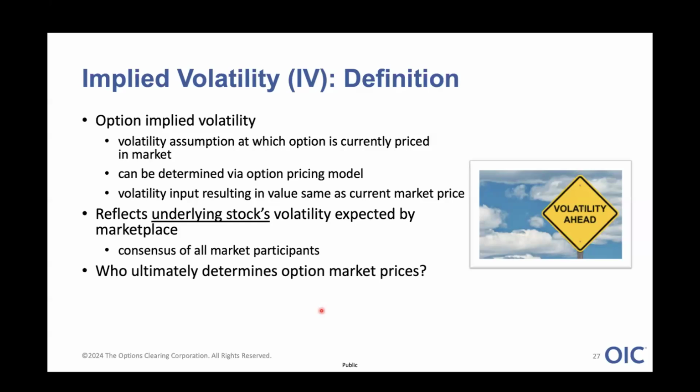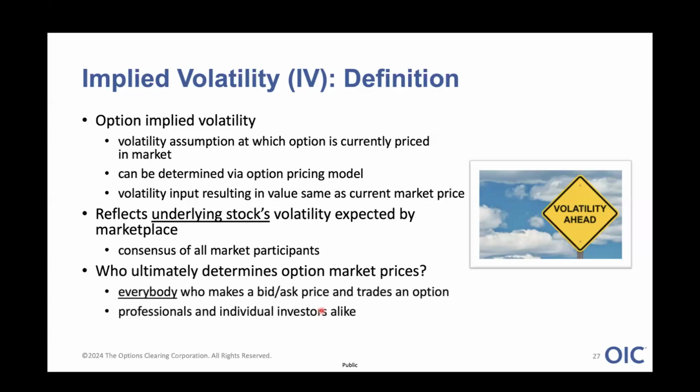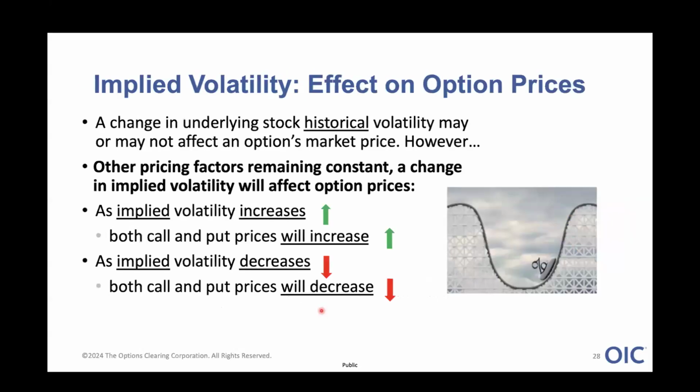Prices of options are the consensus of all market participants, okay? Basically, who determines an option's price? Everybody who's trading that option or participating in that options market is having an effect on those option prices. It could be individual investors, institutional investors, hedge funds, pension funds, banks, market makers. Anybody who's buying or selling options is having an effect on those option prices.